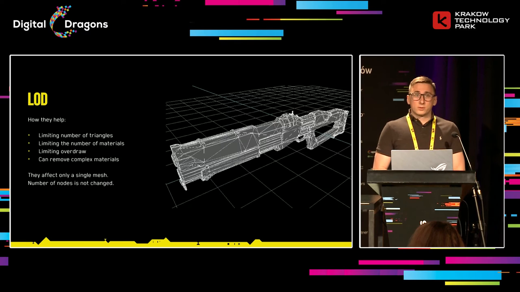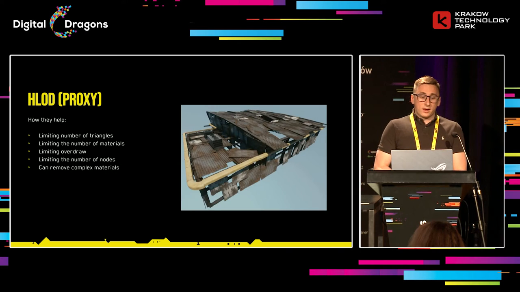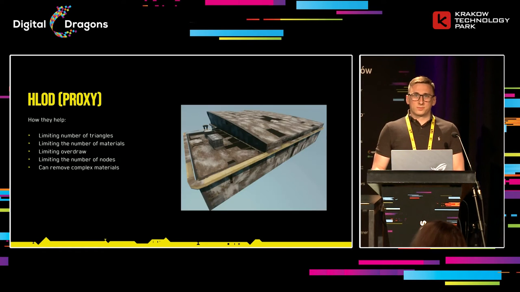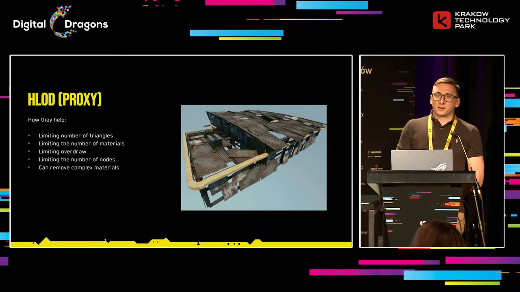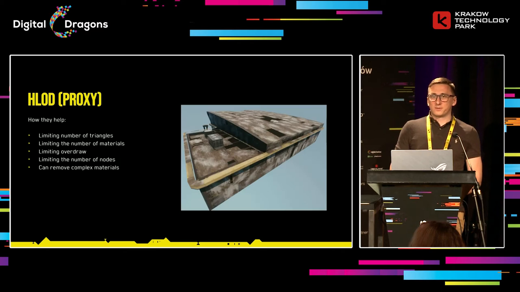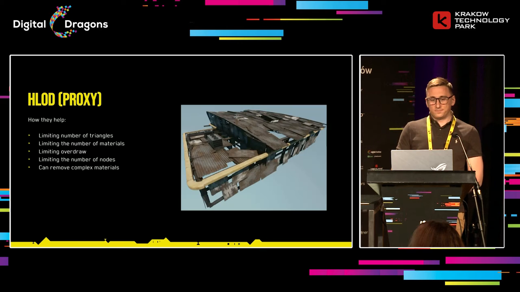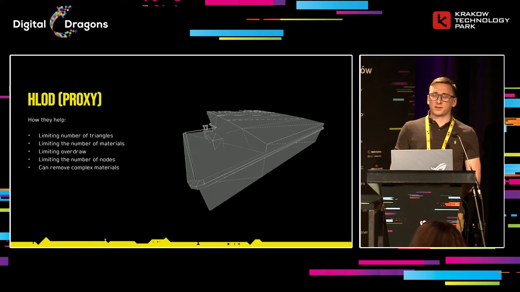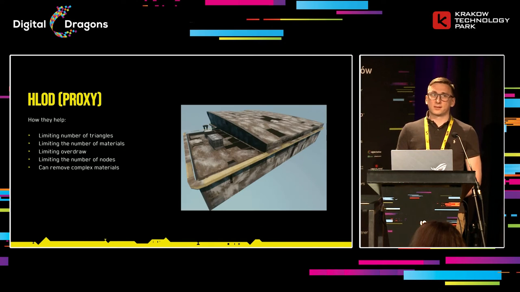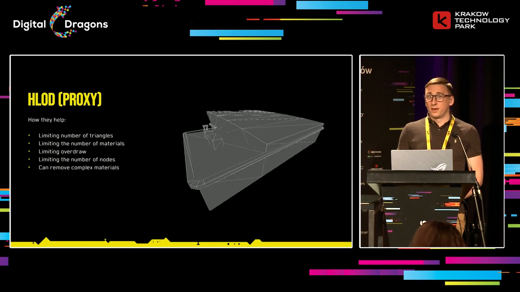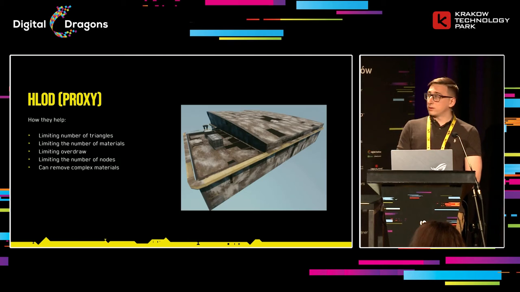But this doesn't affect the number of nodes in the scene. For this, we need something more complex, and the tool for that is named hierarchical LOD, HLOD. During development of Cyberpunk, we used a different name, proxy, and I'll be using those names interchangeably. But in fact, proxy means the same thing that HLOD means in this context. It helps in a similar way to the LOD, but also limits the number of nodes, as it replaces more complex structures, not a simple single geometry, but for example, a whole building made from many smaller meshes. And here on the screen, you can see an example of that.